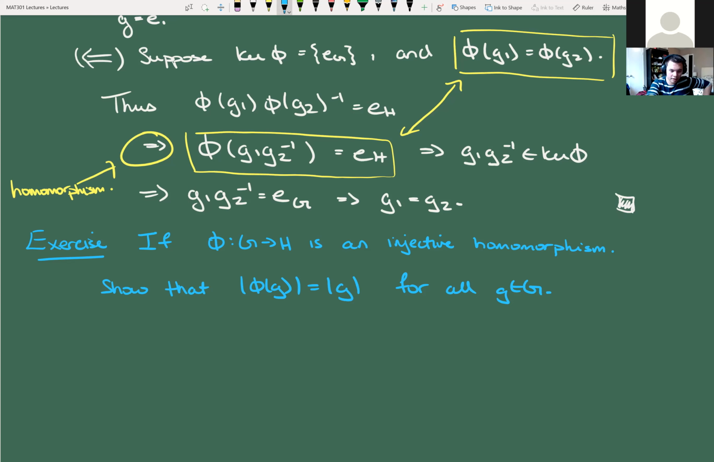Right. So is this an if and only if? Either prove it or provide a counterexample. I think that would be a really cool thing to do.